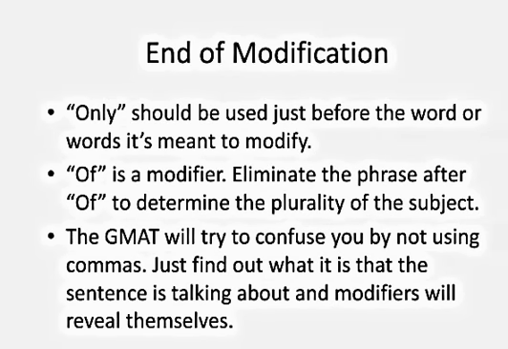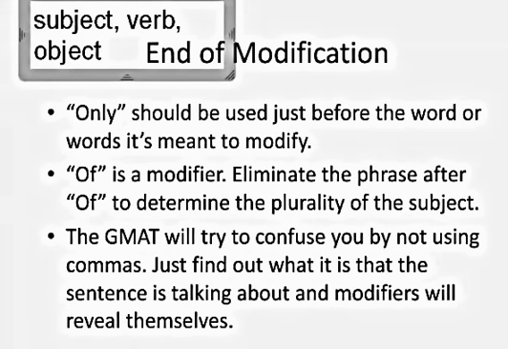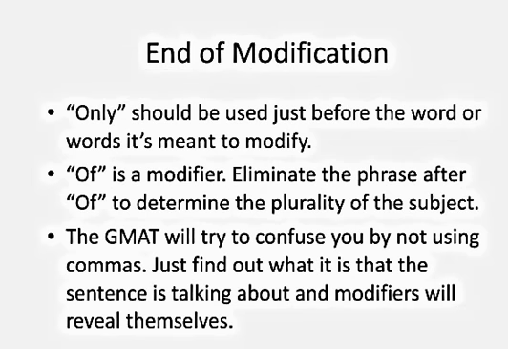How do you know the crux of the sentence? I'll give you a simple tip. Find the subject, the verb, and the object. The subject is who we are talking about. The verb is what the subject does, or the state of the subject. And the object is whom the subject does this work on.